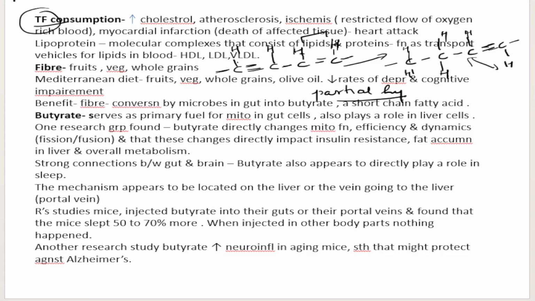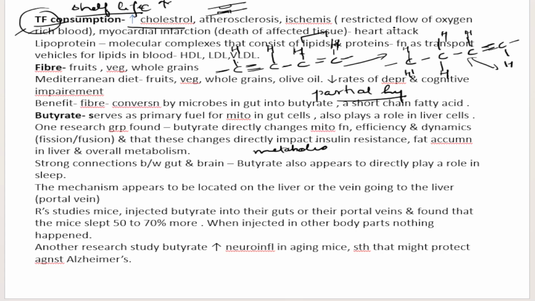Now what are the benefits? Trans fat has a greater shelf life. But trans fats have been found to be harmful for metabolic health. Many of the junk foods, many of the highly processed foods contain trans fat. Although it has a greater shelf life, it is harmful for metabolic health. Consumption of trans fat increases cholesterol. It increases the fat deposition in the arteries, also known as atherosclerosis.